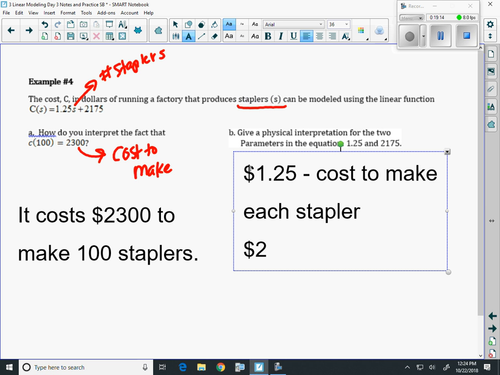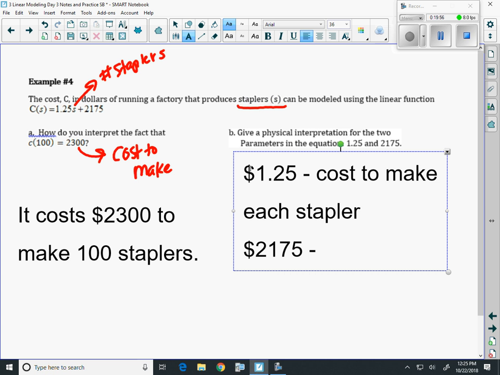And then the 2175, what is that? Think about it. Why would they have that in their cost? Think about it for a second. What do you think? A starting price that they have. Okay, a starting price that they have. What else? What adds to that? Maybe it's like the machinery they use, how much it costs for machinery. That's what I was going to say. Cost of machinery. Okay. What else?